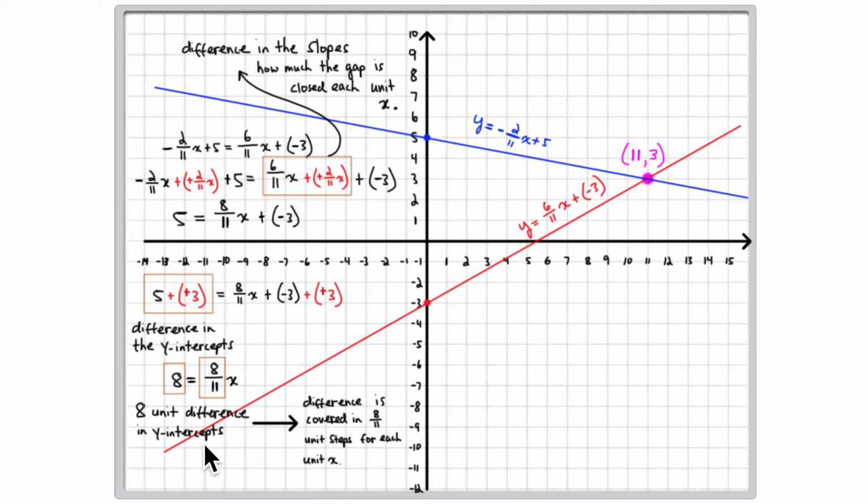So 8 units difference in y-intercept. The difference is covered in 8/11 unit steps. A little bit hard on the language here, but I'm going to go 8/11 closer, 8/11 closer, 8/11 closer. I'm starting out with 8 units. So 8 divided by those 8/11 is going to tell me how many times I can move in this direction until they intersect, until basically you're using this all up. This is where a context around this problem is going to make it even more clear what's going on. So these things will come together. So the difference is covered in 8/11 unit steps for each unit x.